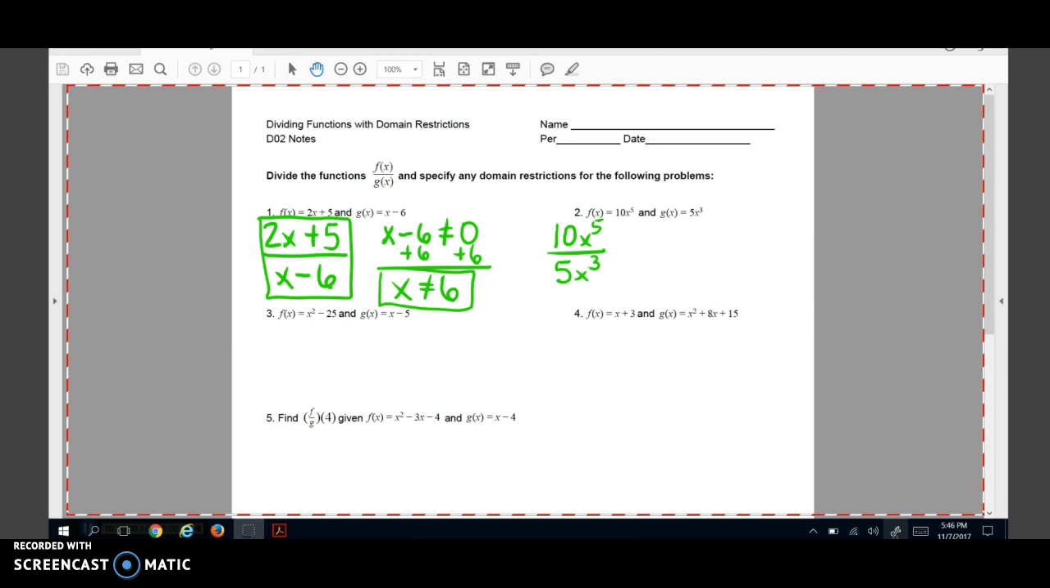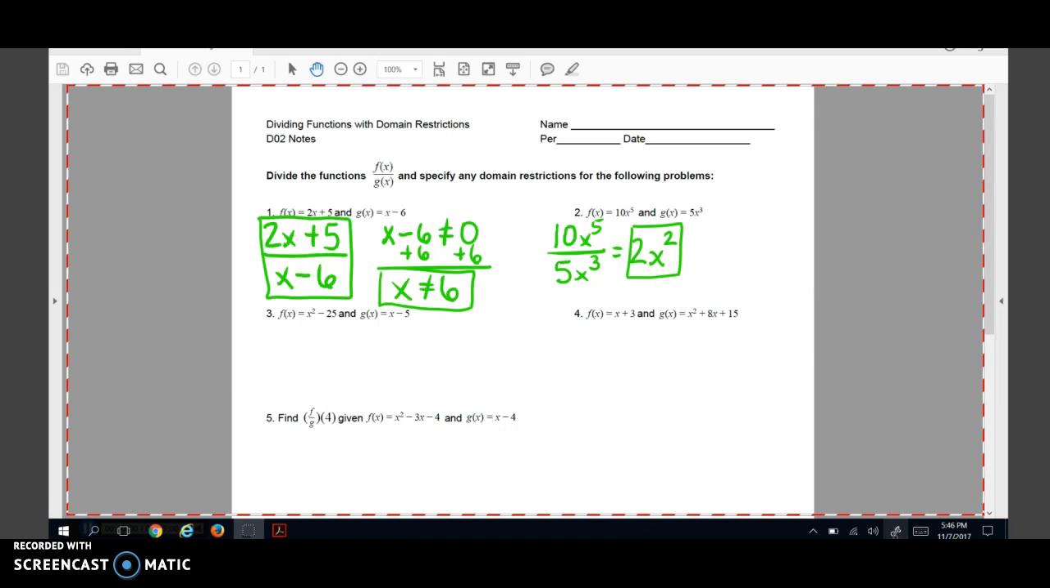Well, here 10 divided by 5 would give me 2. And if you remember the rules of your exponents, if you have x to the 5th divided by x to the 3rd, we can simply subtract those exponents. So 5 minus 3 would give me x squared. I've now simplified that, and that would be my answer for f of x divided by g of x.